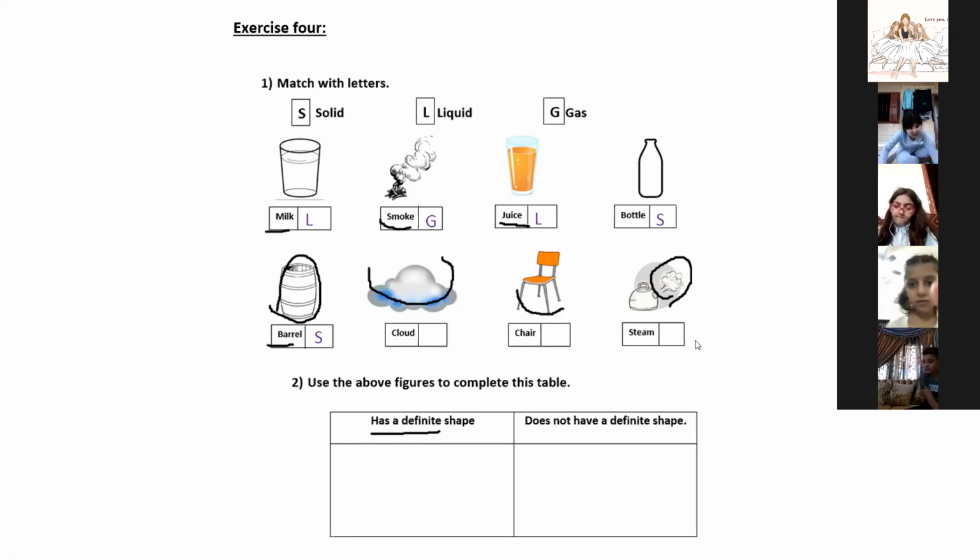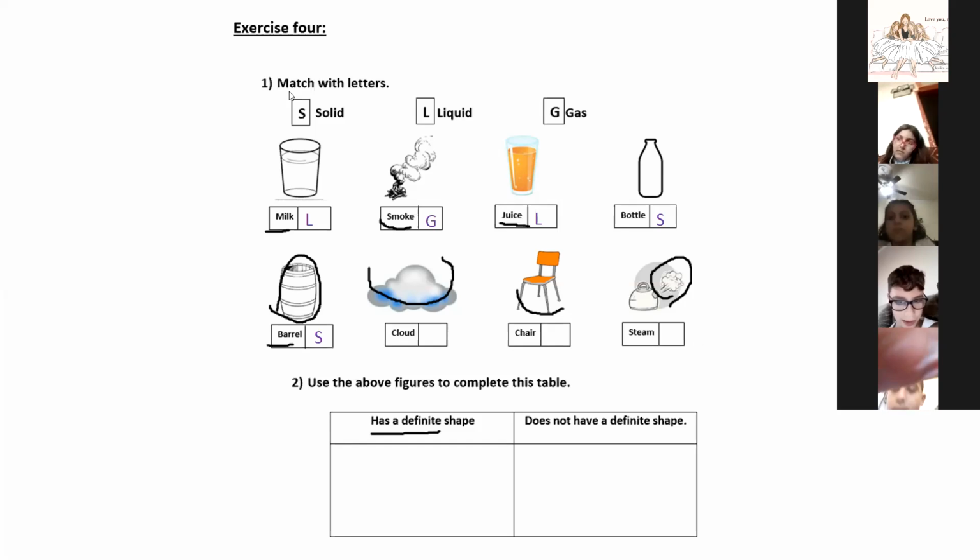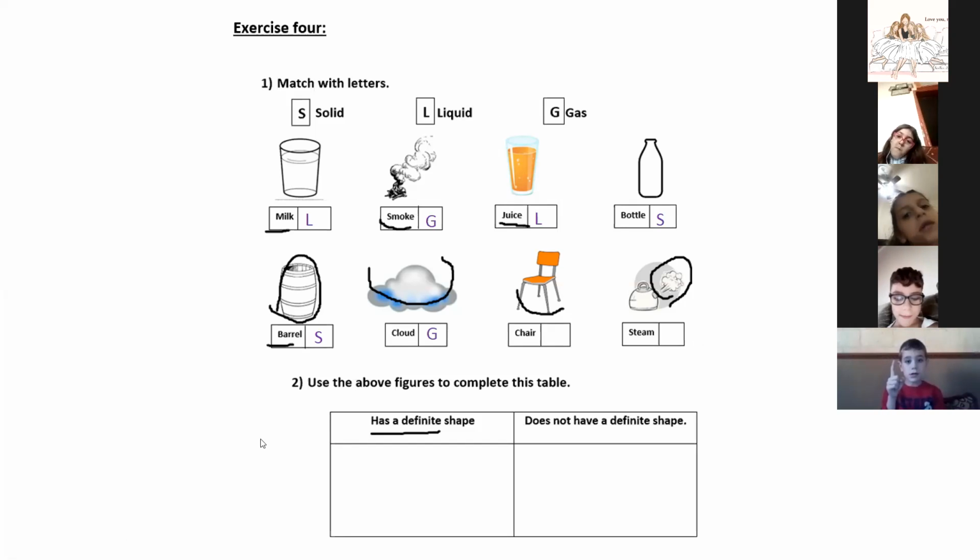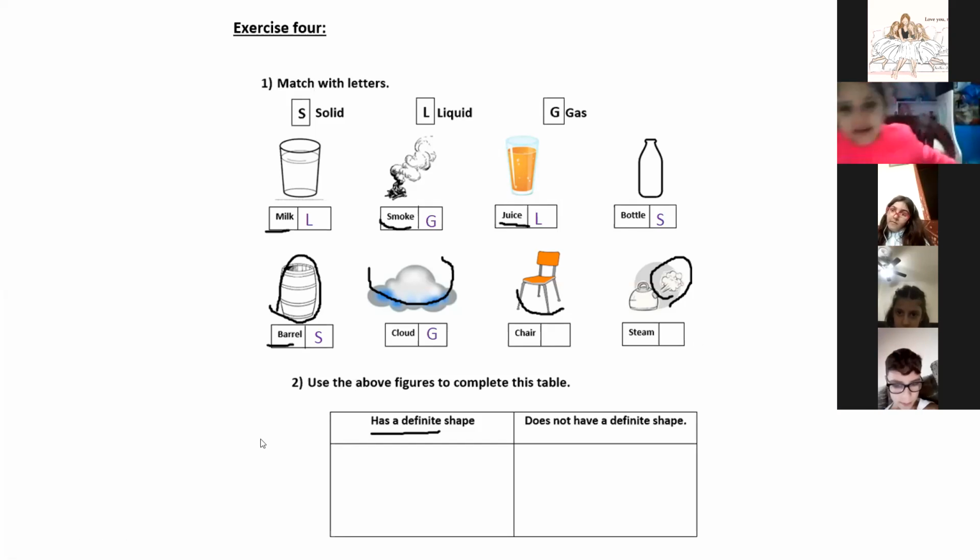The cloud. I'll choose Hussein Sleiman. What is the cloud? Gas. Yes, okay, thank you. We have the chair, Noor. What is the chair? Is it solid, liquid, or gas? Liquid. No, solid.